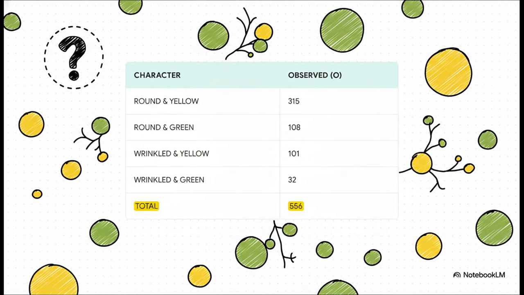First things first, we need our O, the observed data. This is the real deal. This is what Mendel actually saw when he counted his peas. 315 were round and yellow, 108 were round and green, and so on. A grand total of 556 peas. This is our reality check.